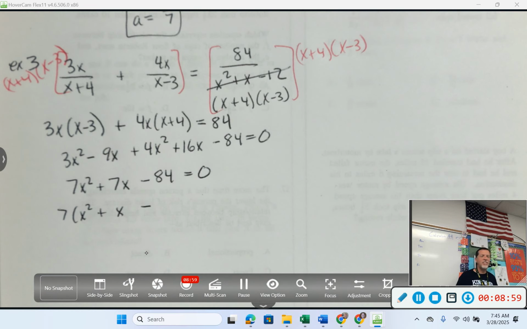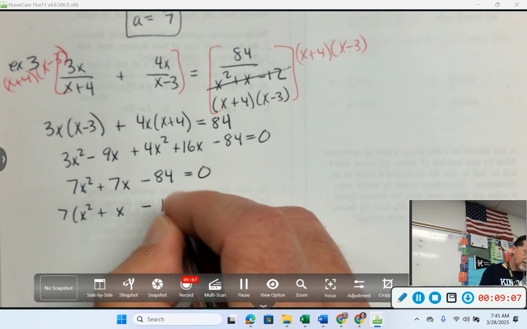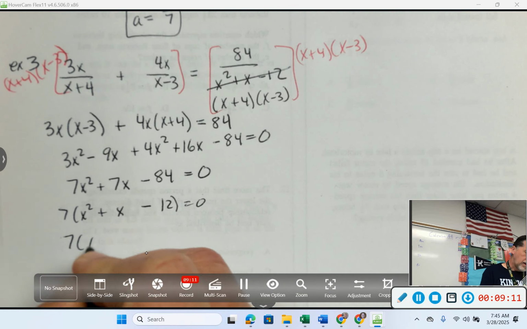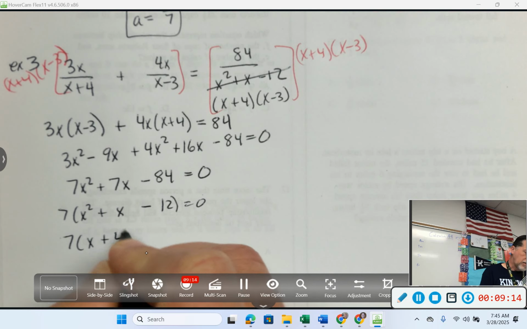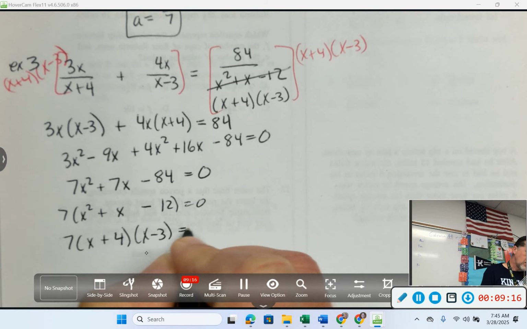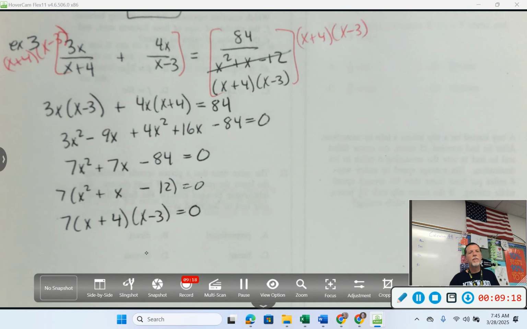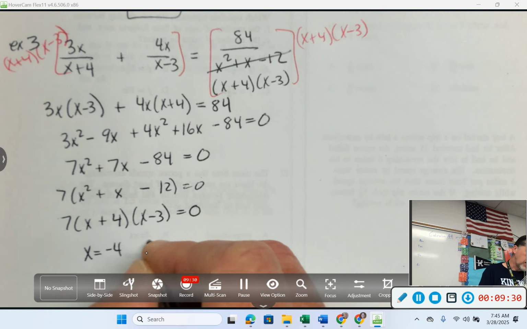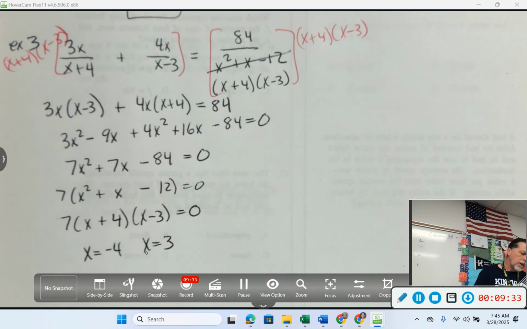No, Jackson's my cheat sheet. He's helping me work this problem. 84 divided by 7? 12. And then that factors, so x plus 4 and x minus 3 equals 0. So what does that 7 contribute to my solution set? Nothing, because 7 won't be 0. So sometimes that throws people off. So x equals negative 4 and x equals 3.